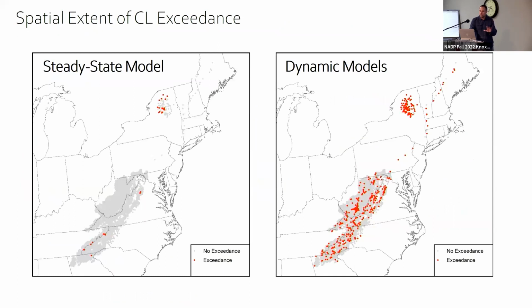This is the spatial extent of the critical load exceedance when you use the steady state model results on the left, or the results that were derived or informed by a dynamic model on the right. Looking at the steady state picture, there are very few sites in exceedance, but when we swap in the dynamic model results, there's quite a bit more exceedance due to those lower critical loads. So there's a fair amount of exceedance remaining in the Adirondacks, throughout the southern Appalachians, and along the Appalachian Trail.